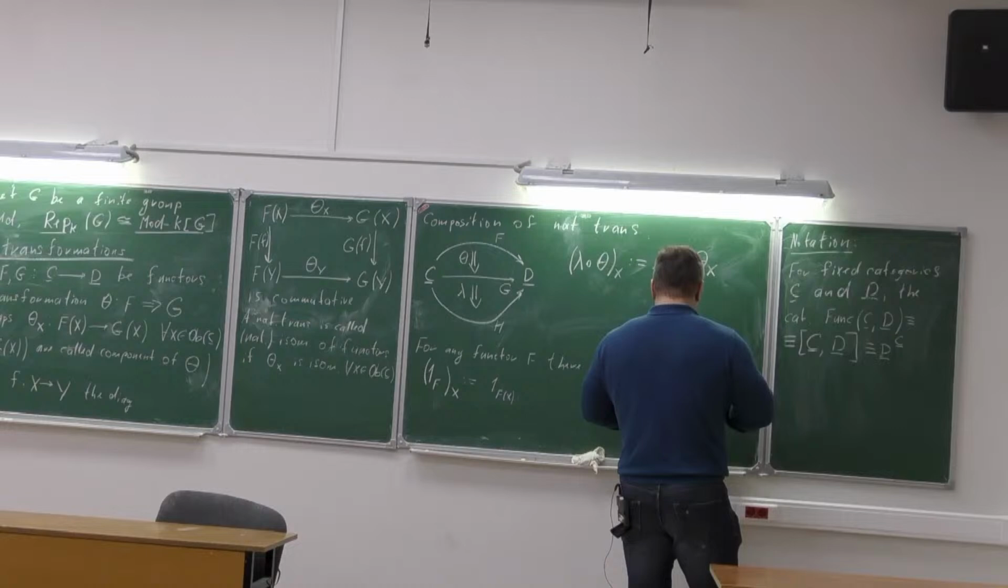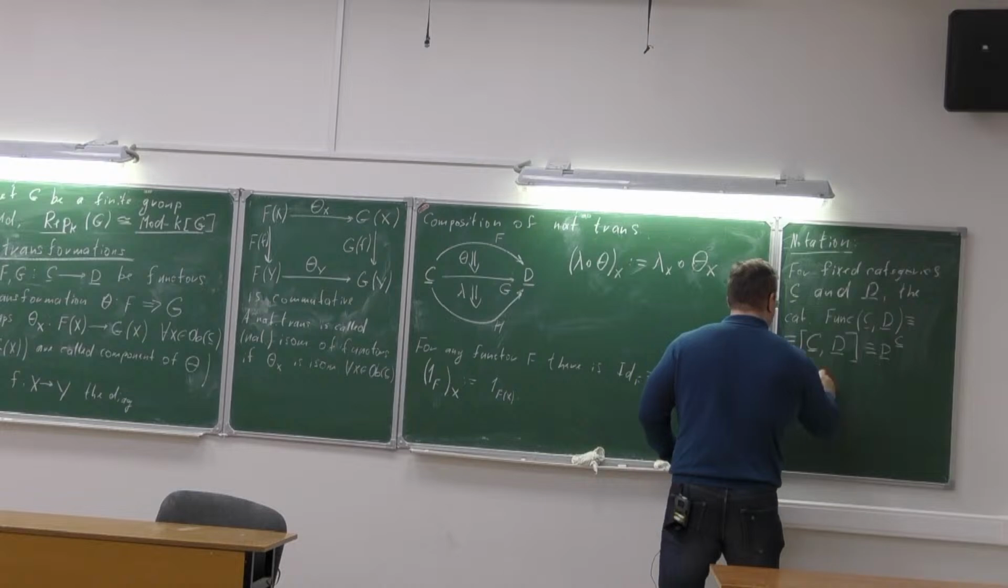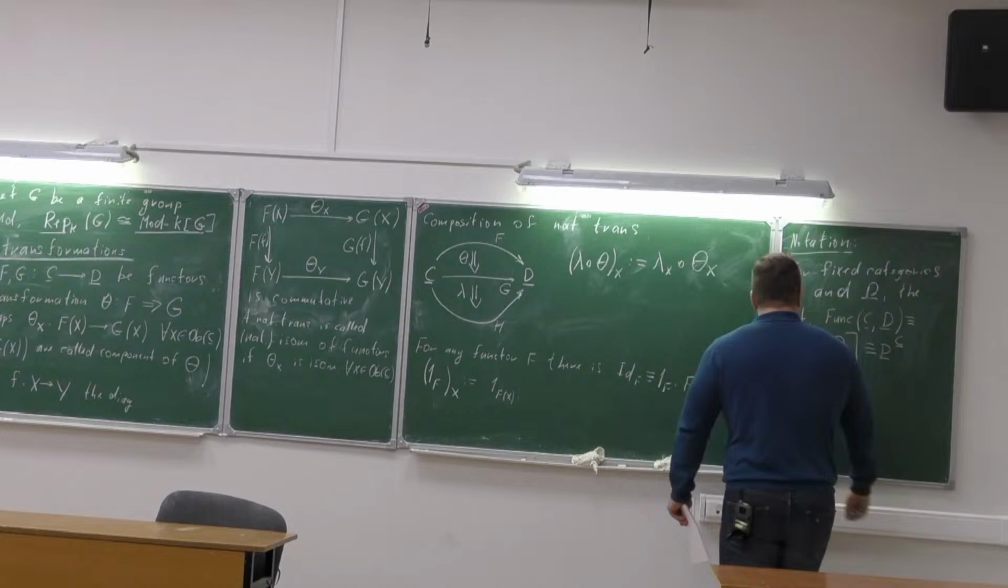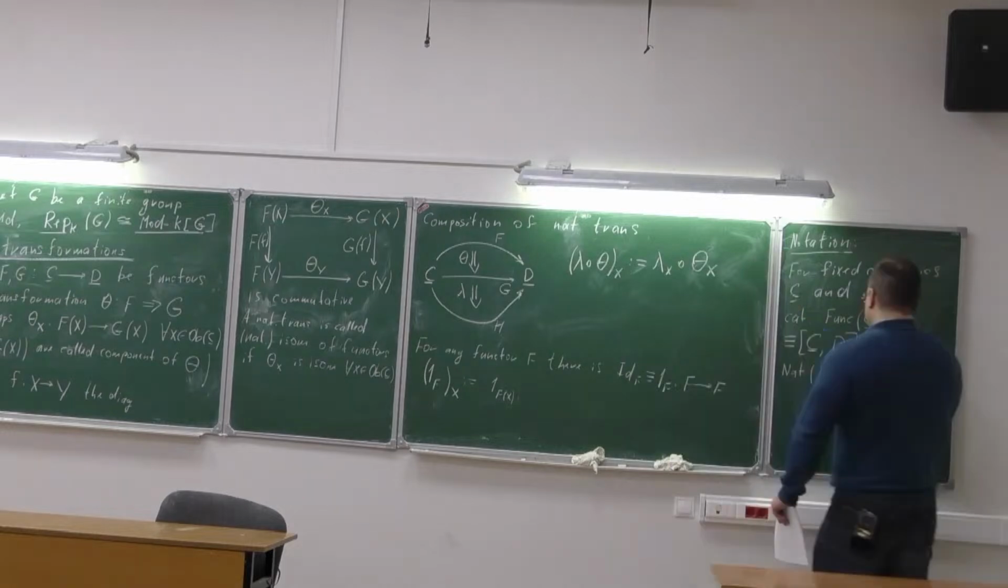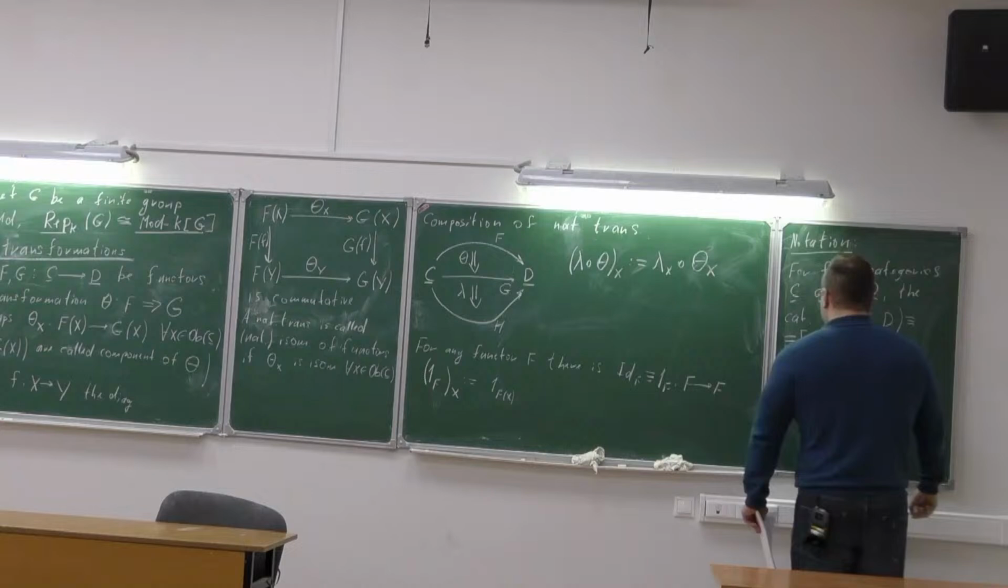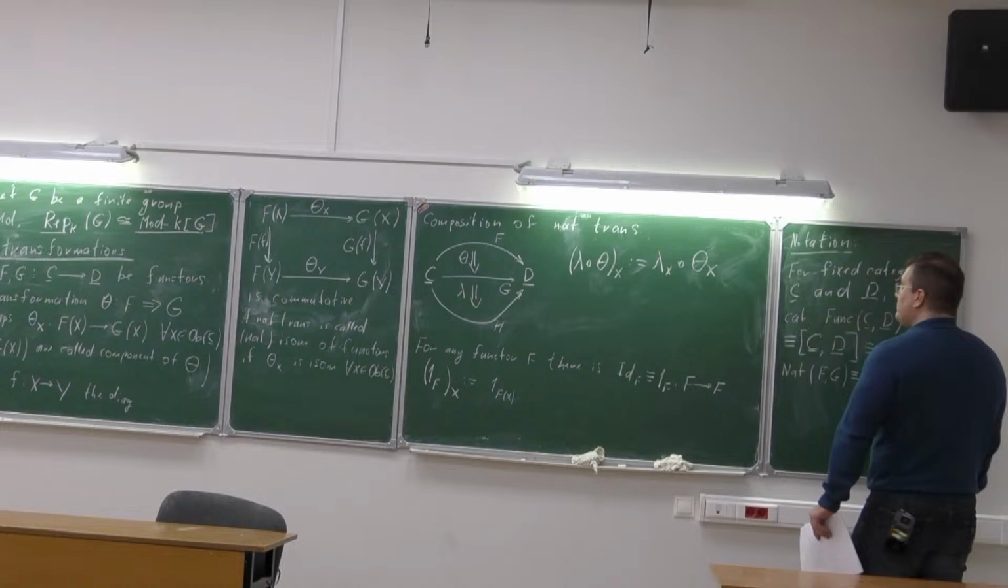Another representation would be Nat(F, G), the natural transformations between the functors F and G. These are all natural transformations between functors, but this is precisely the same thing as the hom-space in this category.